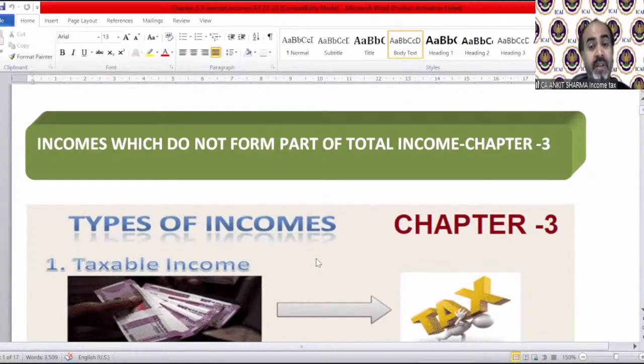Namaskar. I am CA Ankit Sharma again for our last session, which is chapter 3, that is incomes which do not form part of total income. So I believe that you all must be studying very hard. Of course, you are actually working on your notes, your theoretical concept, your numerical concept, everything.